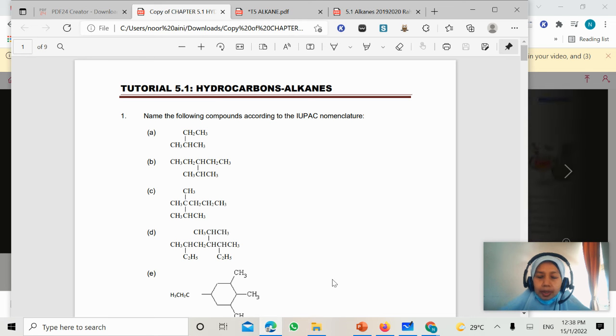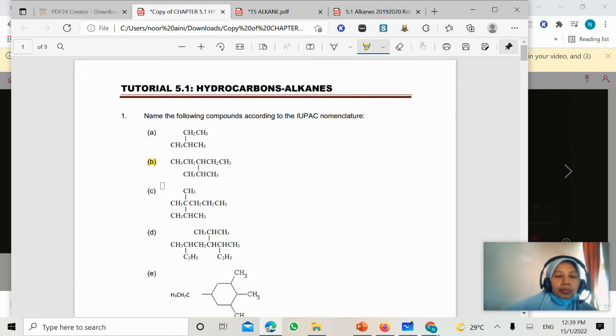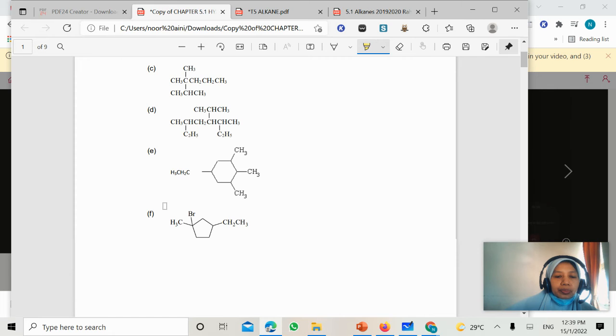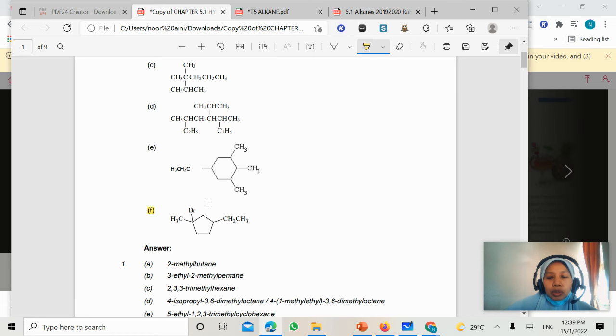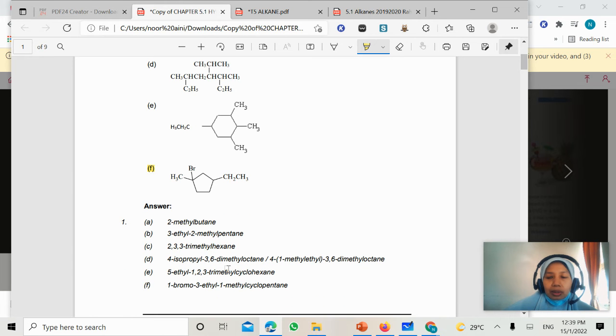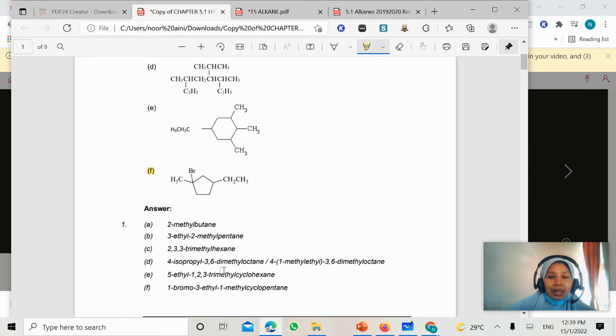Okay, the next example that I want to discuss is from the guided learning module. That is question 1B, and this one here, 1B, as well as 1F. Of course, you have the answers down here, but the most important thing is you need to understand how to get the answers.